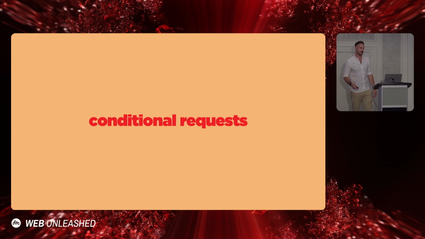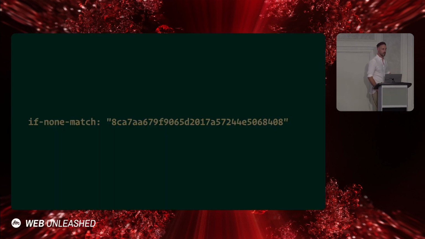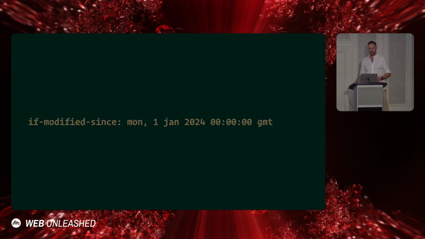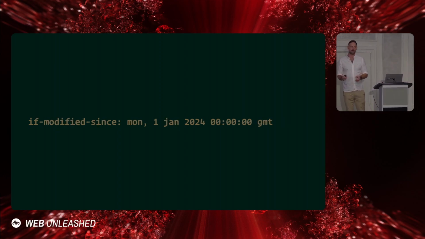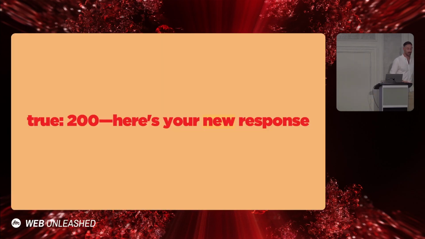So conditional requests would be if-none-match. If you don't match the hash that I've got locally, we'll do this. Or if you've used last modified, it'll be if you've got a date different to mine, then we'll do this. If it resolves to true, you get 200, download a new file.